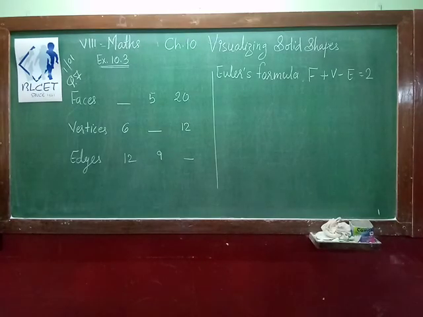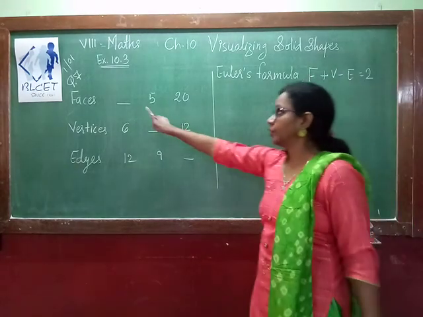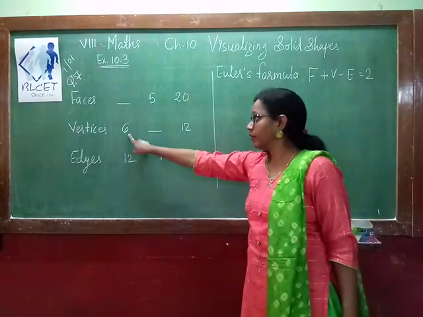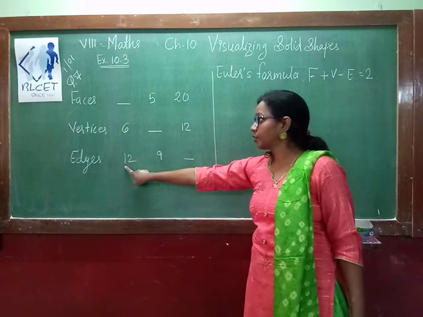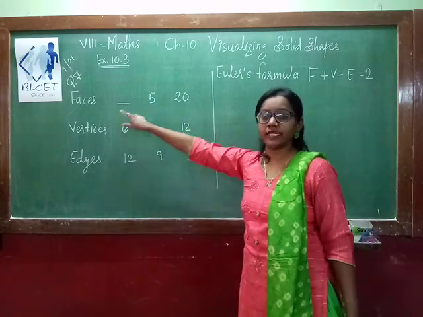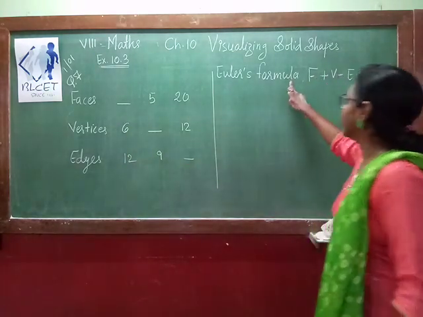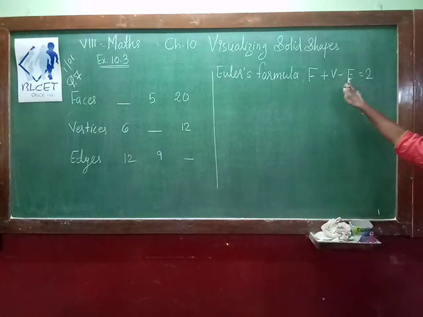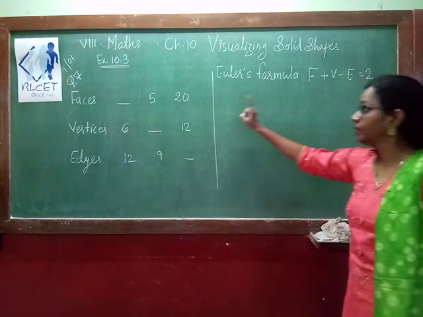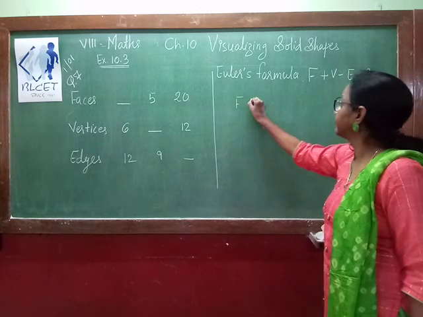Move on to question number 7. Using Euler's formula, find the unknown. So here we don't know the faces. We know vertices is 6, edges is 12 and we want to find the number of faces. So let's see. Euler's formula is F plus V minus E is equal to 2. Substitute the values. F you want to find.